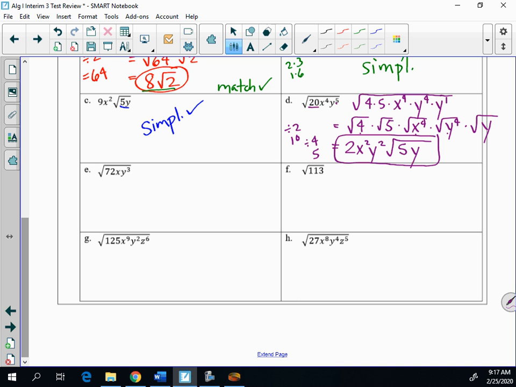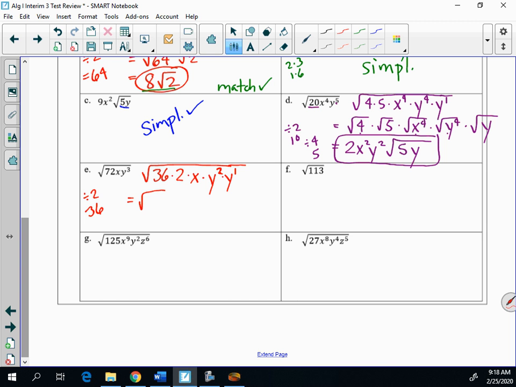E, 72. When I divide it by 2, I actually get 36. So there you go. I can break this down into 36 and 2. The x I can't do anything with. The y cubed would be y squared and a y. That's a 2 up there, and y to the 1st.